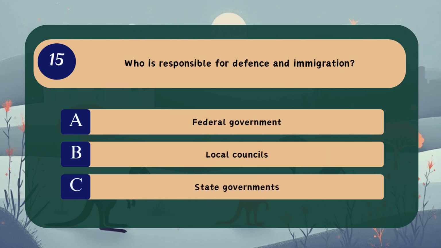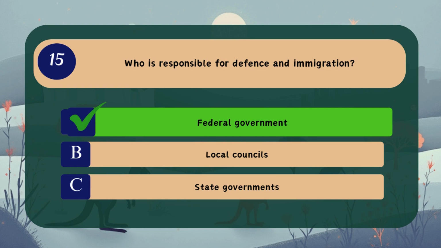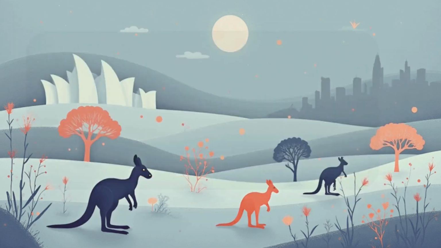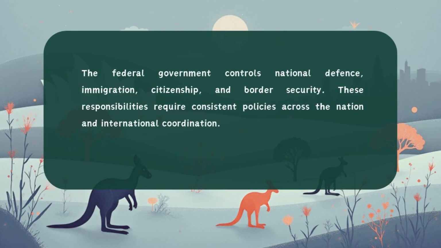Question 15. Who is responsible for defence and immigration? A. Federal government. B. Local councils. C. State governments. Correct answer. A. Federal government. The federal government controls national defence, immigration, citizenship, and border security. These responsibilities require consistent policies across the nation and international coordination.